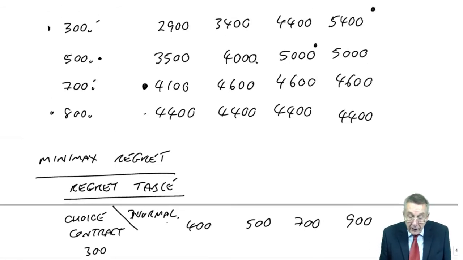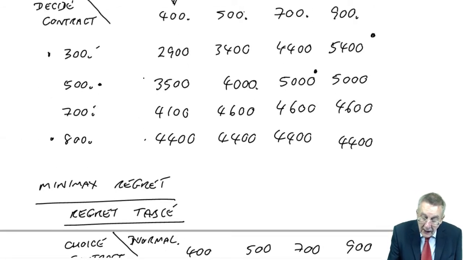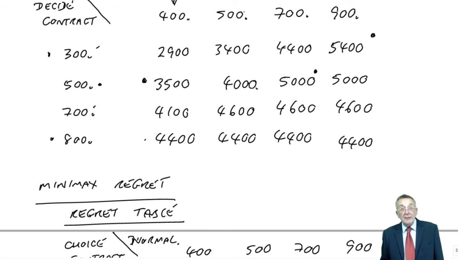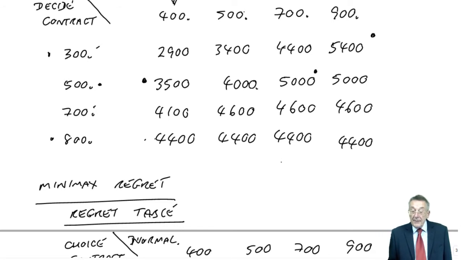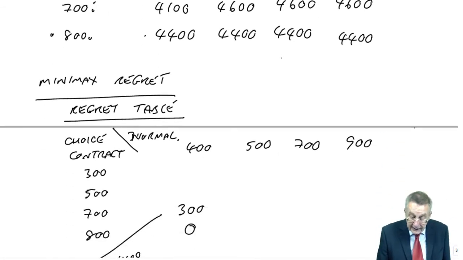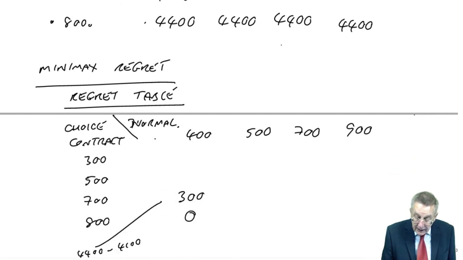What happens if we'd have contracted 500? We'll have had 3,500. We know we could have had 4,400 if we'd made the other choice. And so we've lost effectively the difference. 4,400 minus 3,500 is 900.